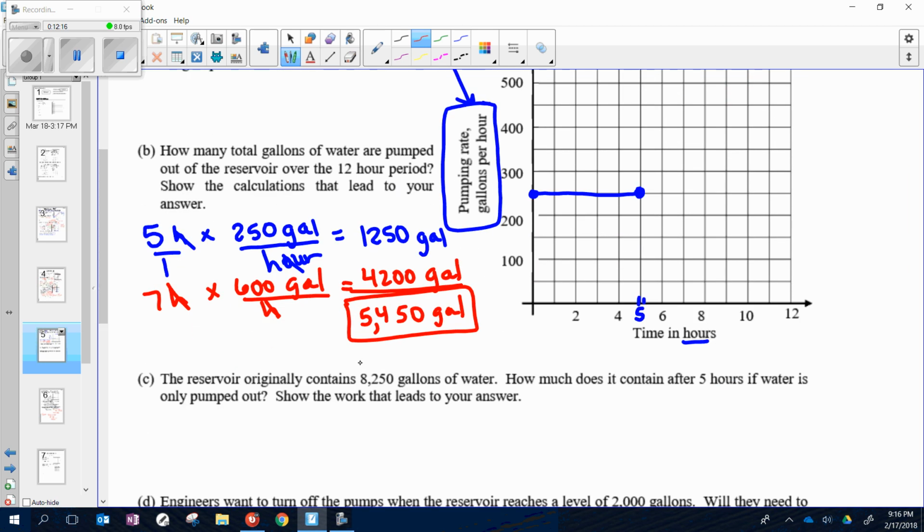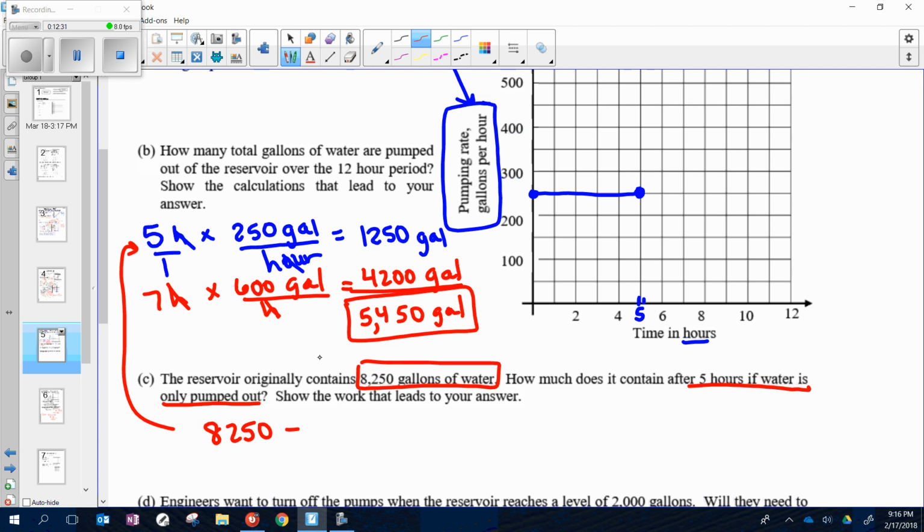The reservoir originally contained 8,250 gallons of water. So how much does it contain after 5 hours if water is only pumped out? So we're going to take our 8,250, sounds like a subtraction problem, and we already figured out our 5-hour amount of water, which was 1,250 gallons. And if we subtract that off, we get 7,000 gallons.